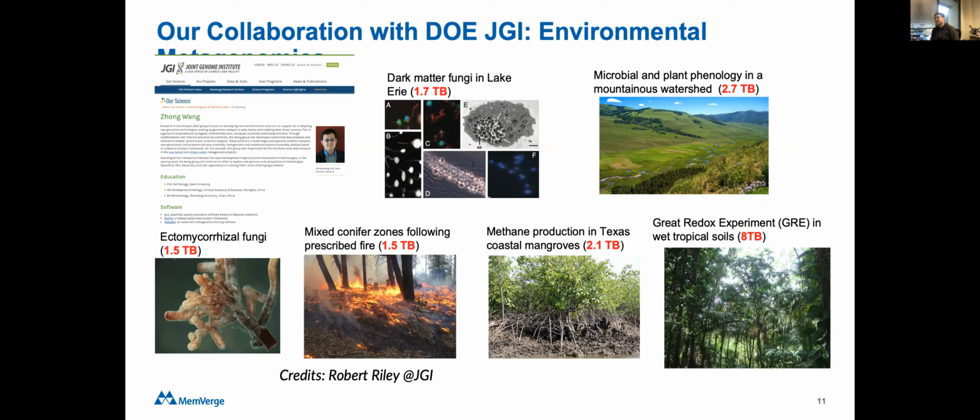So the first one is a Joint Genome Institute by the DOE. It's a lab belonging to the Lawrence Berkeley Lab at UC Berkeley. The use case they have is called metagenomics, right?